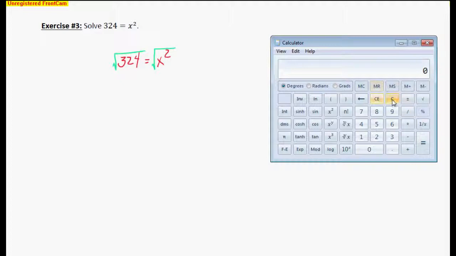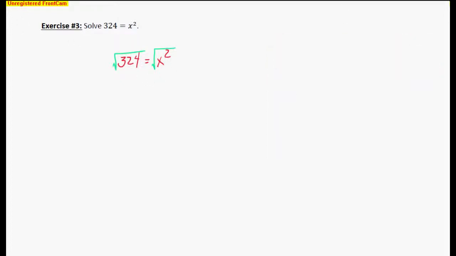Oops, I don't want to take the square root of 25. I want to take the square root of 324. Hit equals, and oh, that is 18. Okay, all right, I didn't know that one off the top of my head like I should have. All right, so x equals 18.